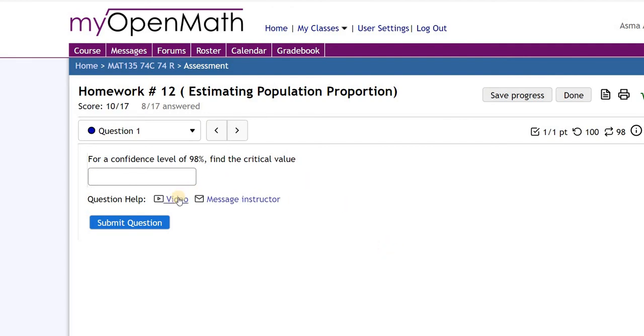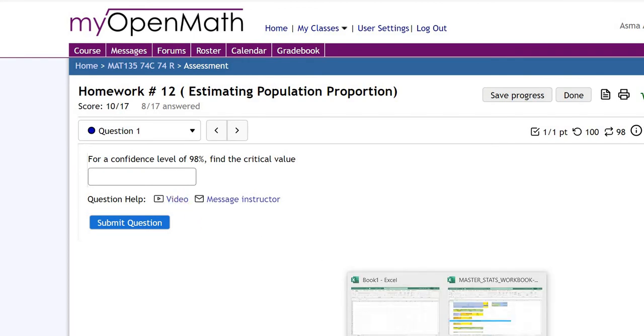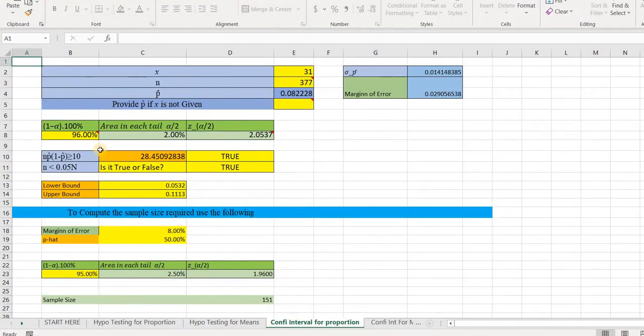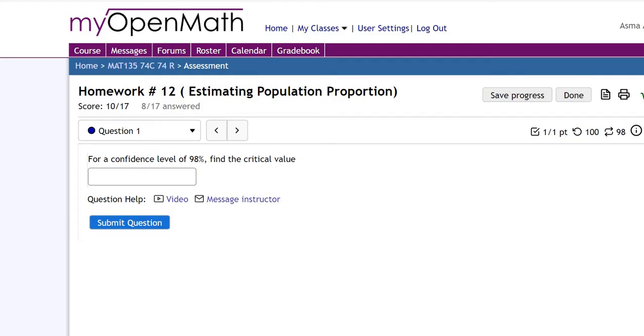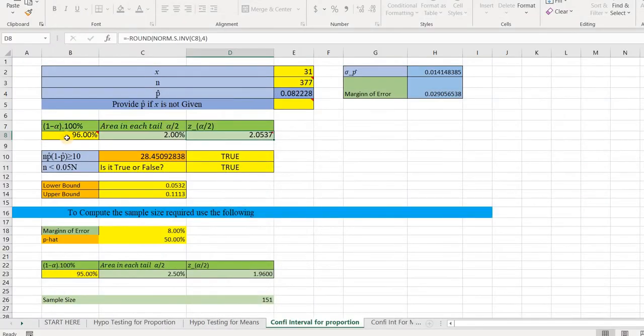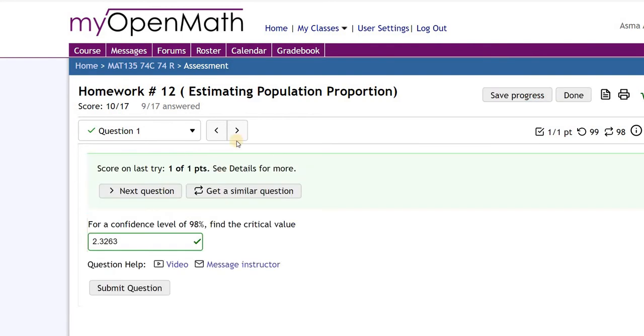So the first question says, for a confidence level of 98%, find the critical value. You can do it by hand. Watch the video to know how to do it by hand, but you can do it easily using the master sheet. You basically are going to focus on rows 7 and 8. You can change the level of confidence here. The critical value is going to be in this box right here. So the level of confidence is 98. I'm going to click here. I'm going to say 98. I'm not going to delete the previous input. I will copy the critical value and I will come here and paste it.